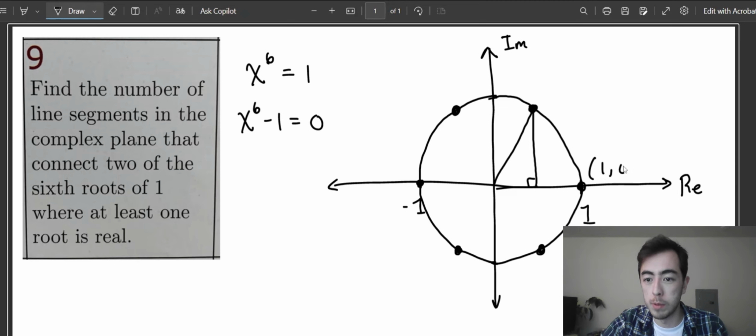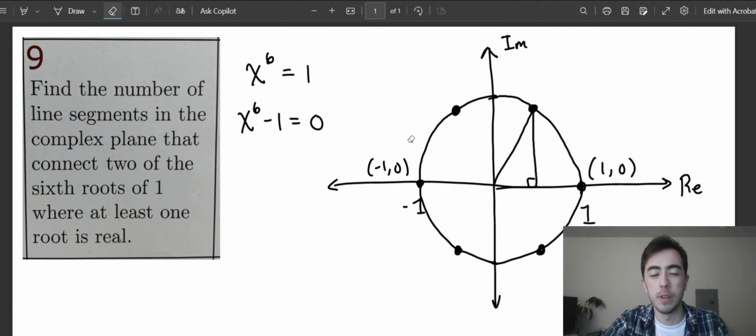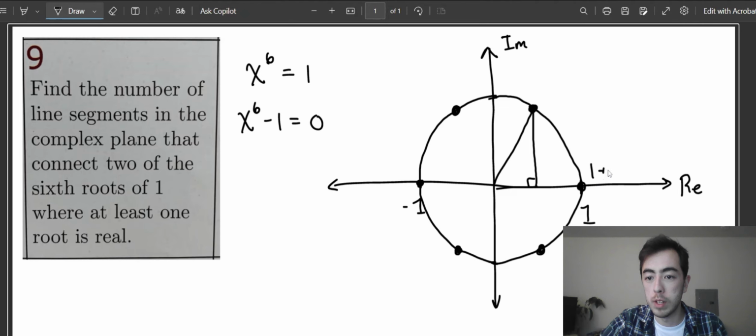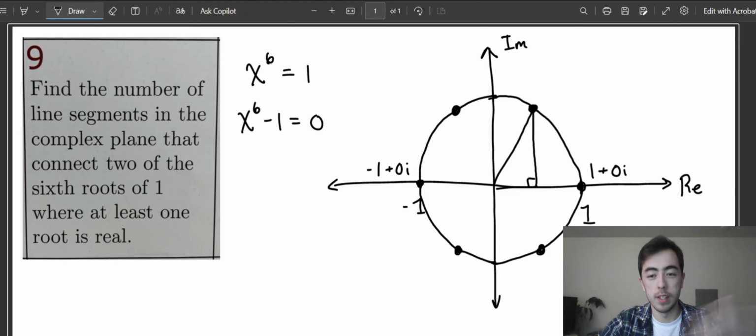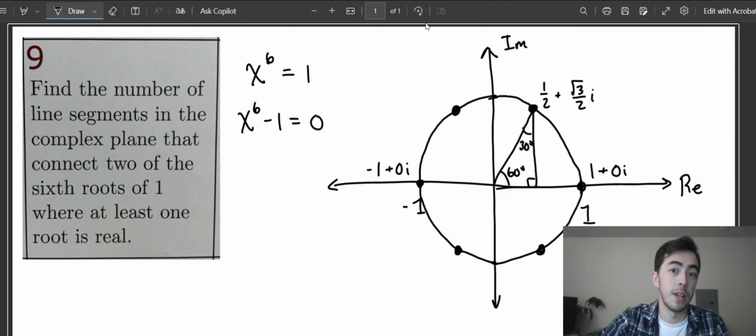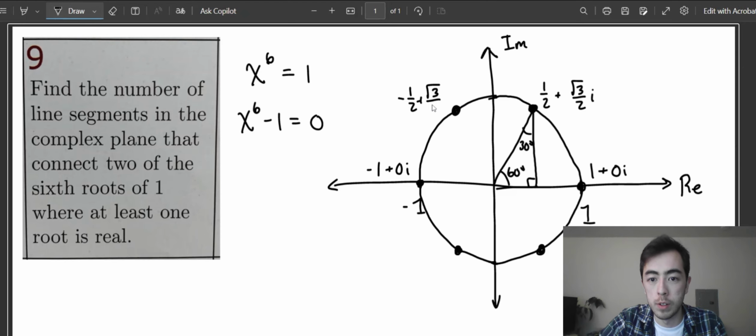This first one is just 1, 0. This one is -1, 0. Or I guess if I'm expressing it as complex numbers, they aren't points, but rather just numbers. And so this would be 1 plus 0i, and this would be -1 plus 0i. This point right here is half in the real direction. And again, I'm getting these numbers because I know my 30, 60, 90 triangles. So I'm going to go half a unit in the real direction and √3 over 2i in the imaginary direction. Then for this point, it's -½ plus √3 over 2i.